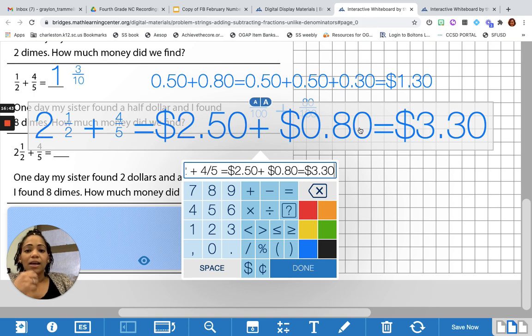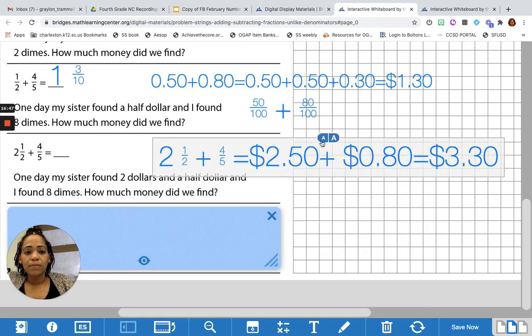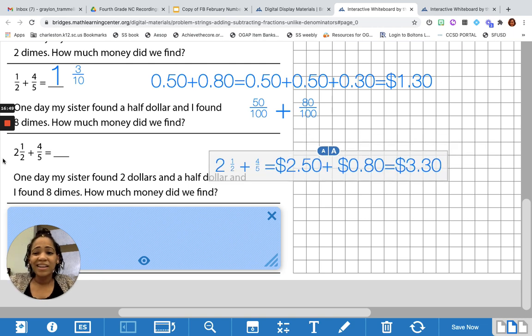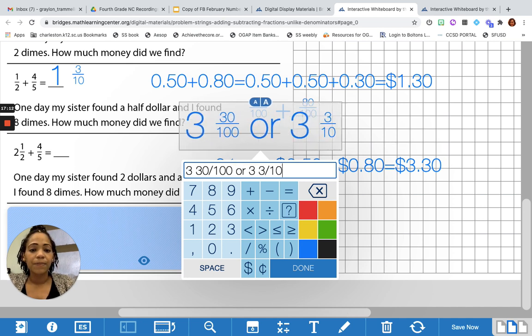$3.30. But if this were just a regular, and I like to call them a naked computation problem without any context, the answer, I assure you, is probably expected to be in fractional form because that's how it was given to you. So let's translate this into a fraction. $3.30 is the same thing as saying 3 and 30 hundredths. Or I could say 3 3/10.